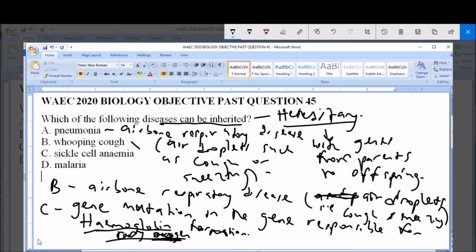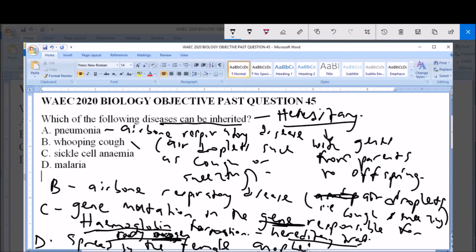So, option D is malaria. Now, I will also add to sickle cell anemia that it is a hereditary trait that is transmitted from parents to offspring, as it is present in the gene. Now option D says malaria. Malaria is spread by the female Anopheles mosquito.